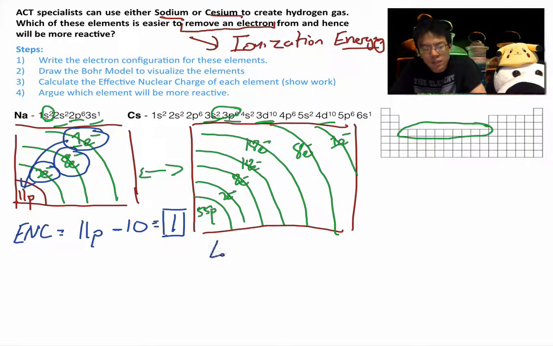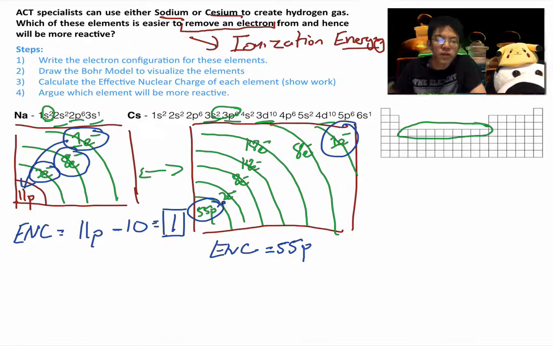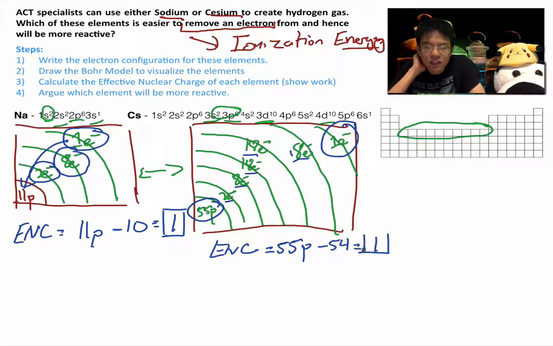All right. Now let me do that for cesium too. This time I'm still looking at the valence electron. How difficult would it be to pull off? Well, even though it's further away, I've got 55 protons pulling. So that's a lot more protons than sodium. But look how many electrons I have shielding. I have 2, 10, 28, 46, 54. 54 electrons shielding. That's a little rusty. And so the effective nuclear charge is also 1.